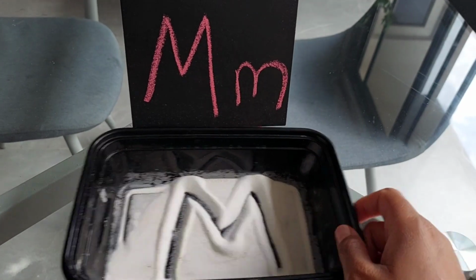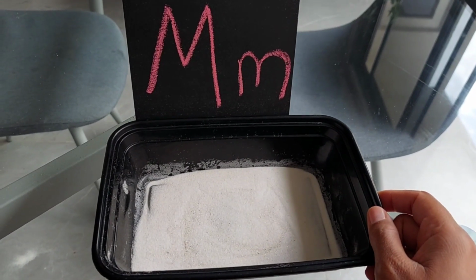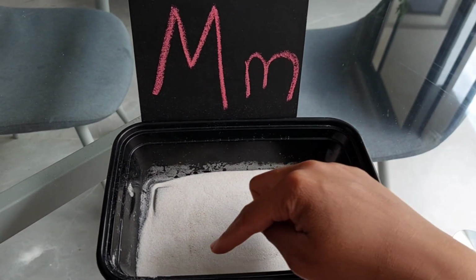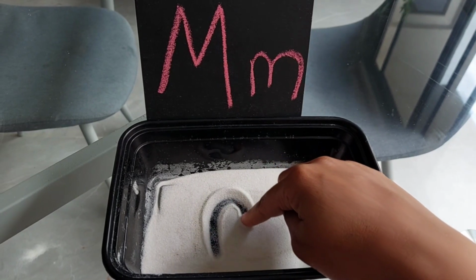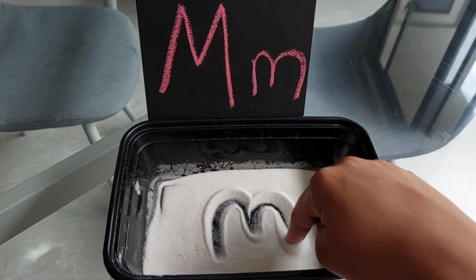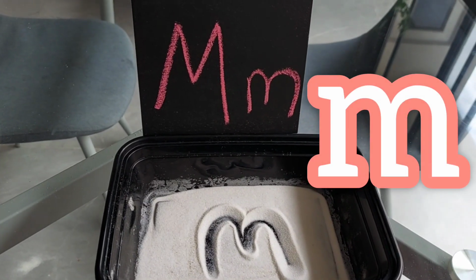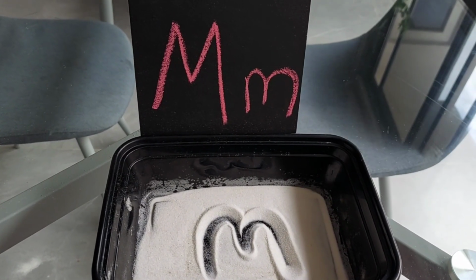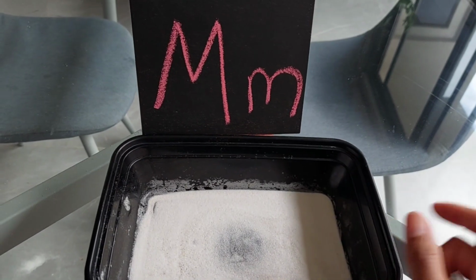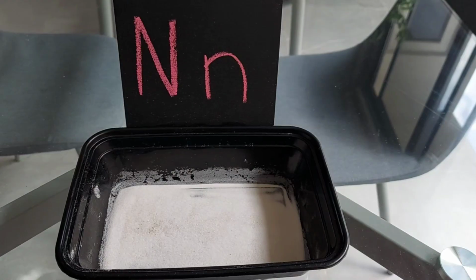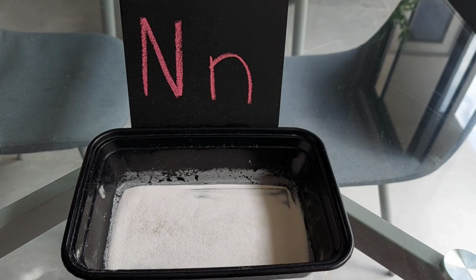Let's shake this out now and let's learn how to write a lowercase m. So we're going to start from the bottom and we're going to go around halfway to the middle and go around again all the way to the bottom. And that's how you write a lowercase m. Fantastic job, guys. Now let's shake it out.